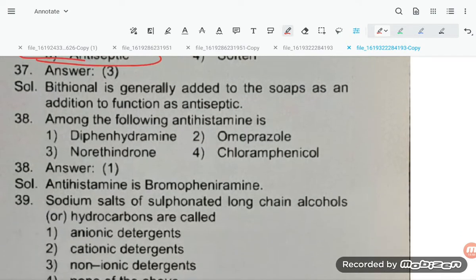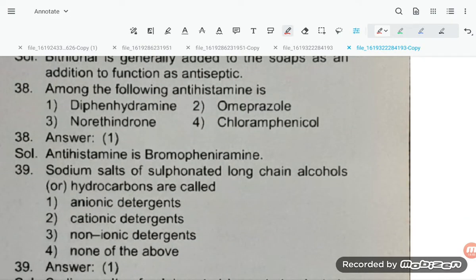Next one, among the following, the antihistamine is brompheniramine. So that comes under the antihistamines, like diphenhydramine.